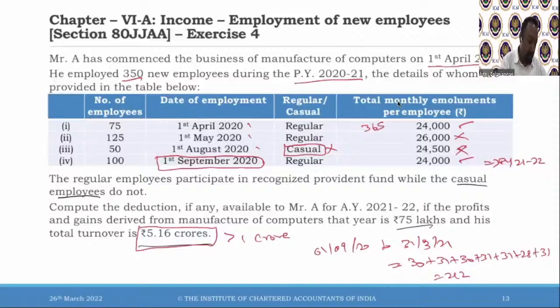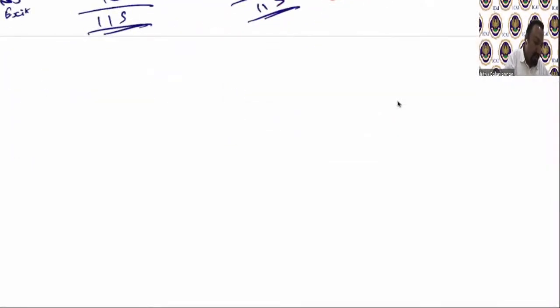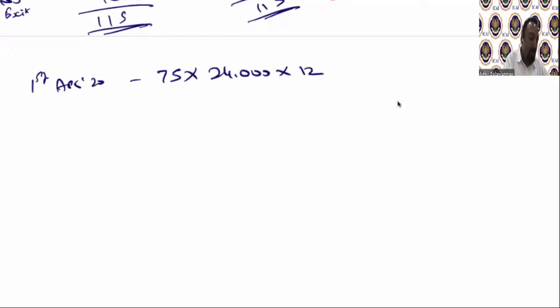So we'll try to compute the numbers. It is 24,000 per month from 1st April 2020, correct? So for the first category of employee, which joined on 1st April 2020, it will be 75 employees into 24,000 into 12, right? We'll calculate 30% separately. So 24,000 into 12 into 75, total is 2.16 crore.